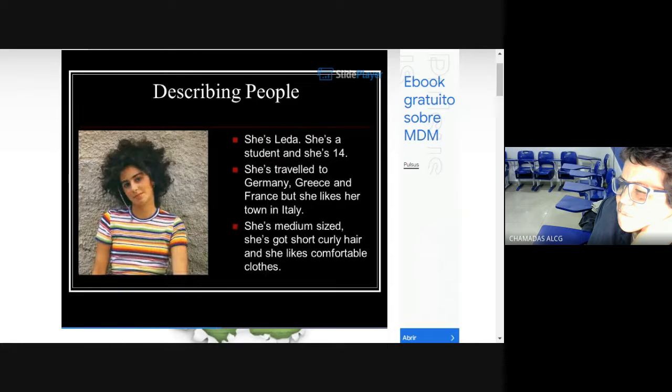Describing people. She's a student and she's 14. She's traveled to Germany, Greece and France, but she likes her town in Italy. She's medium-sized, she's got short curly hair and she likes comfortable clothes.